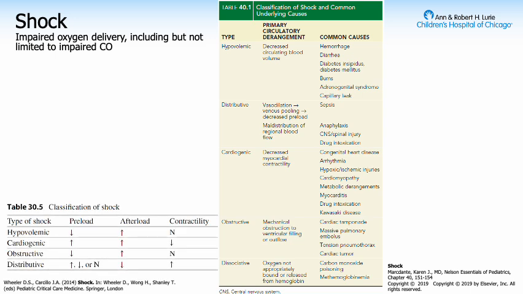And here is another way of looking at those first four different classifications of shock and how they impact preload, afterload, and contractility. Hypovolemic, again, affecting preload, cardiogenic contractility. Obstructive can affect both preload and afterload, and distributive tends to affect afterload mostly.